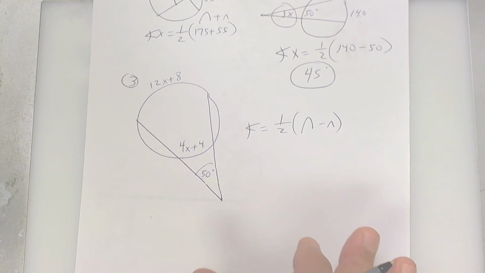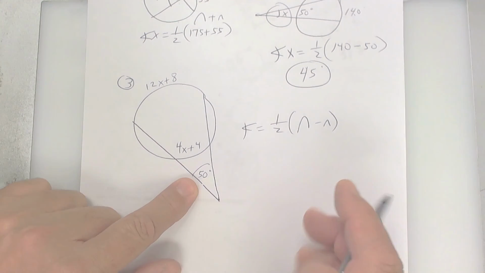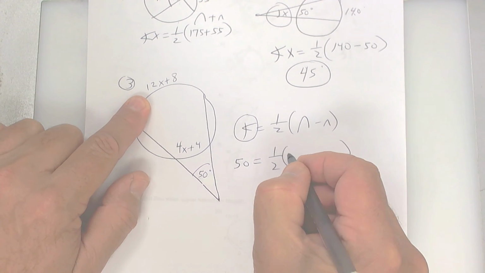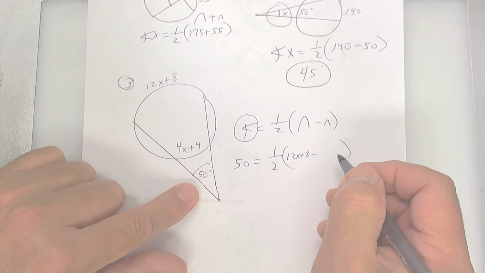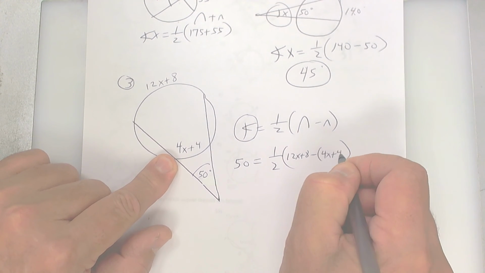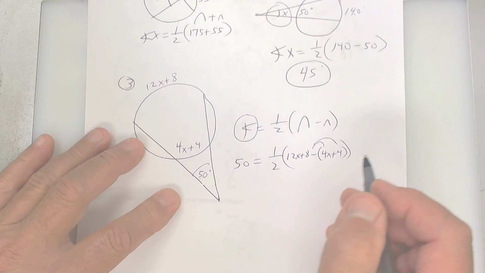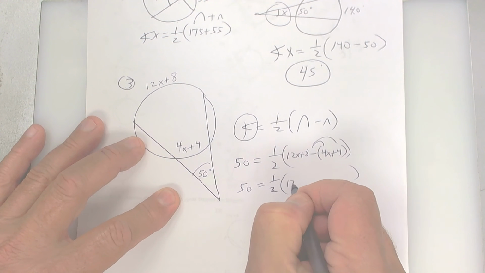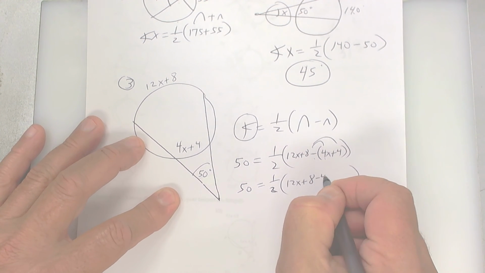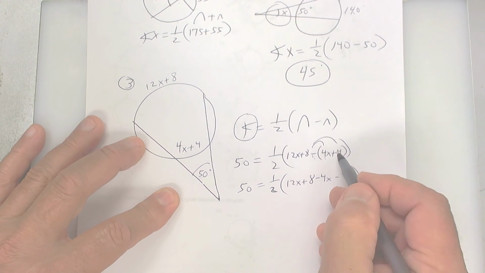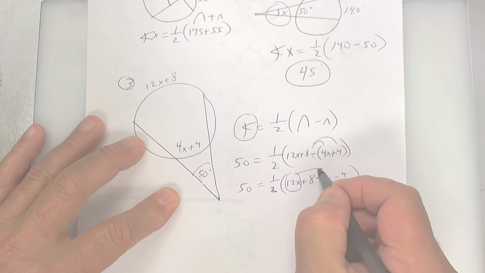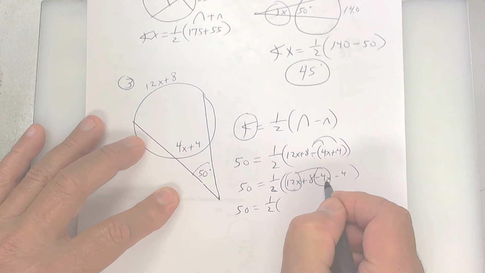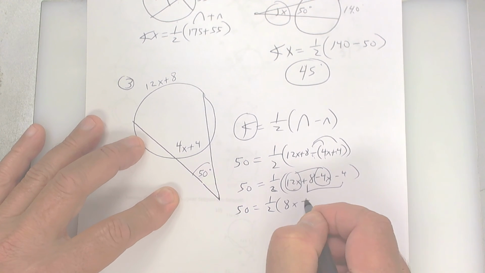So write that down. And I want to see the formula each time. So here's your angle. So you're going to substitute 50 here. This is called a work backwards. The big arc is 12x plus 8 minus the little arc, which is 4x plus 4. And you have to put parentheses because you're going to distribute that negative sign. So you get 50 is equal to 1/2. And then here you're going to get 12x plus 8. But now you're going to get minus 4x and then minus 4 because a negative times a positive. Now you're going to combine like terms here, and that's going to give you 50 is equal to 1/2. And then 12 minus 4 is 8x. And 8 minus 4 is a plus 4.